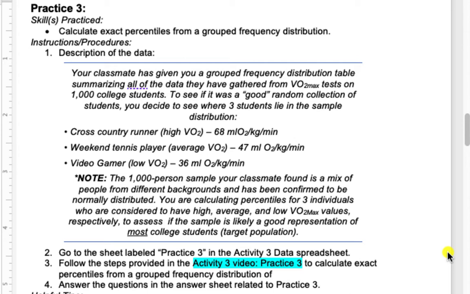So in this example, we have a classmate who has given us data for VO2 max tests that they've collected on 1,000 college students. To see if their sample was a good representation of a random collection of students, you decide to see where 3 students lie in the sample distribution. We know for a fact that each of these people should be labeled as high, average, and low VO2 values. These people are not part of the sample distribution, but rather we're using these known high, average, and low VO2 values to assess if the percentile that they get in the sample distribution is representative of what they should get if compared to a population distribution.